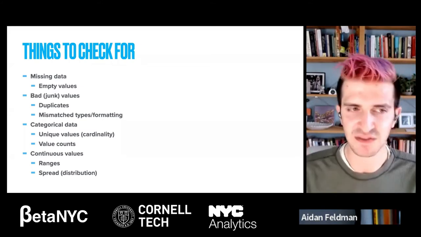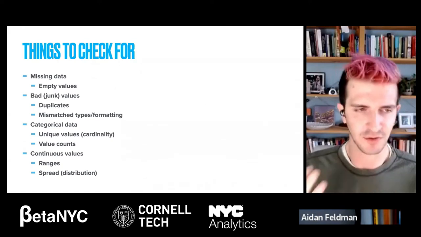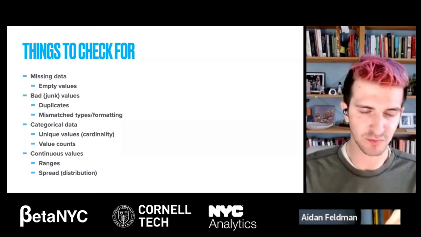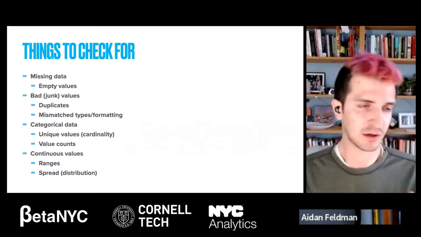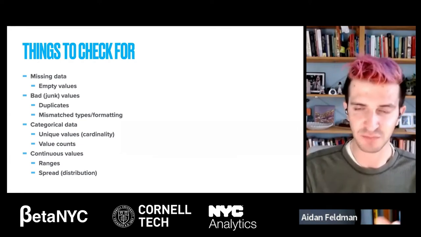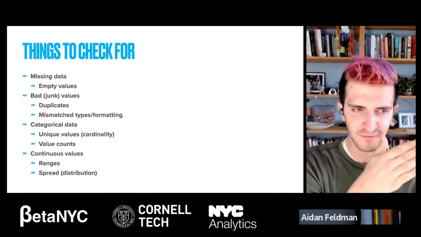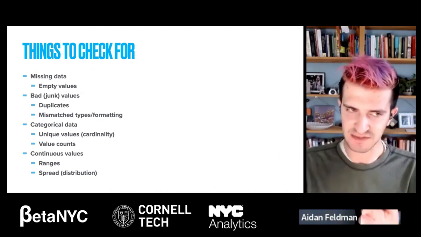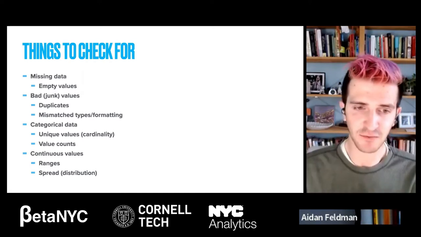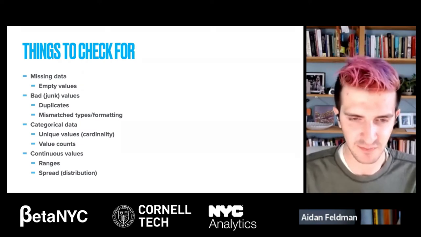For continuous values, things that are usually integers or a decimal, you're going to look at the ranges. Maybe you're expecting the numbers to be greater than zero or between 1 and 10 or something like that. And then you also will look at the spread or the distribution, right? Should all the values of these dates, for example, line up evenly along this time scale? Or do you expect some variance, that kind of thing? This isn't everything that you should check for, but it really is a lot of the cases where data cleaning becomes necessary.